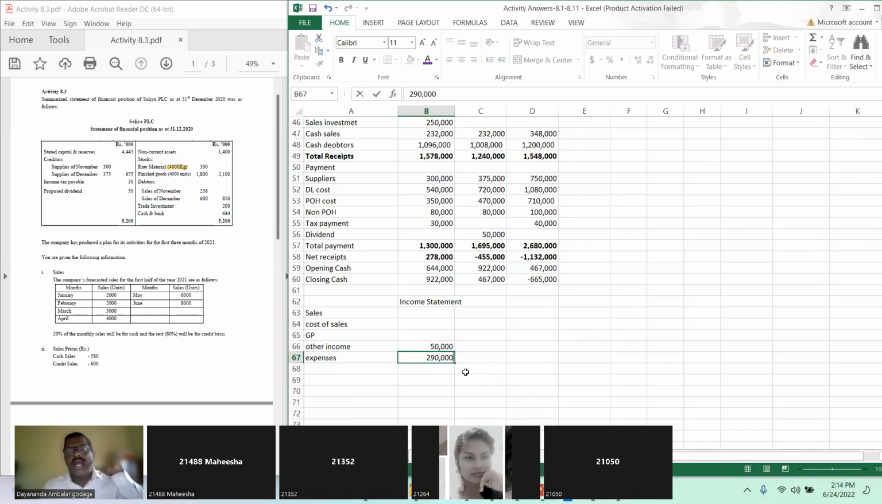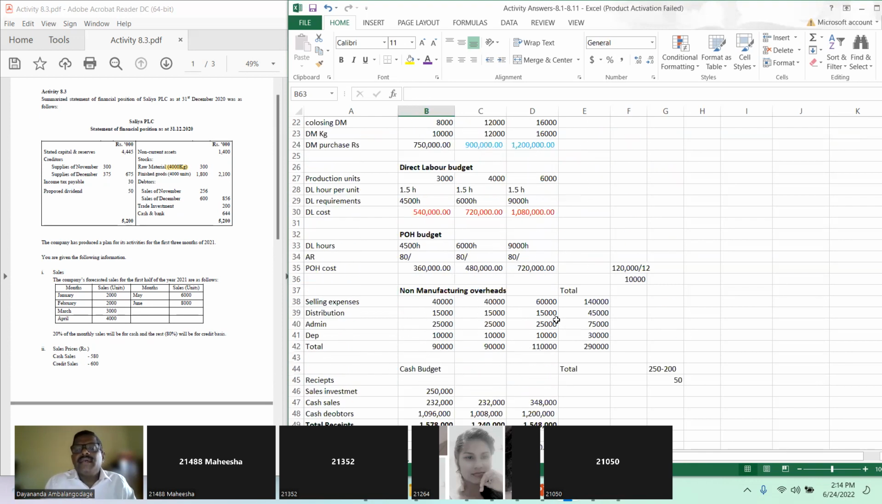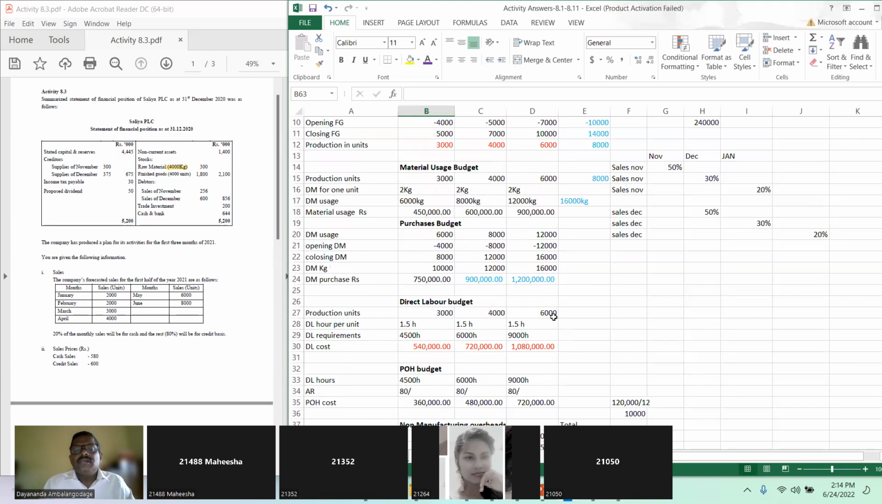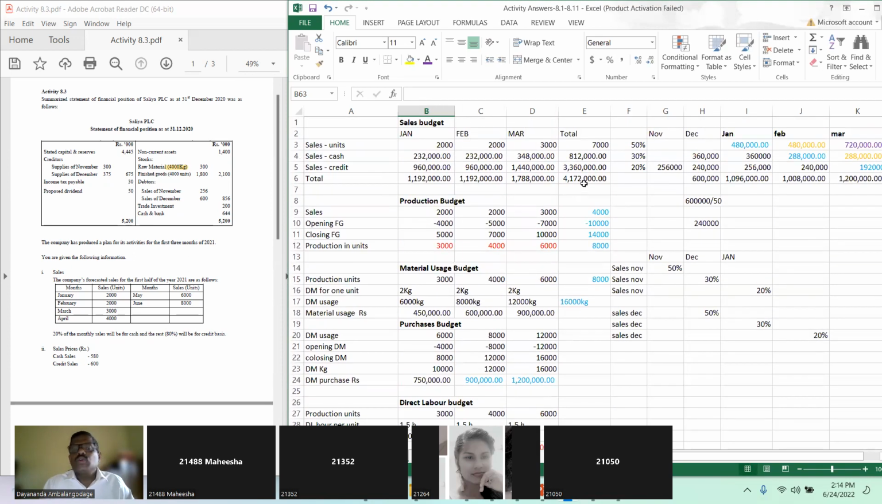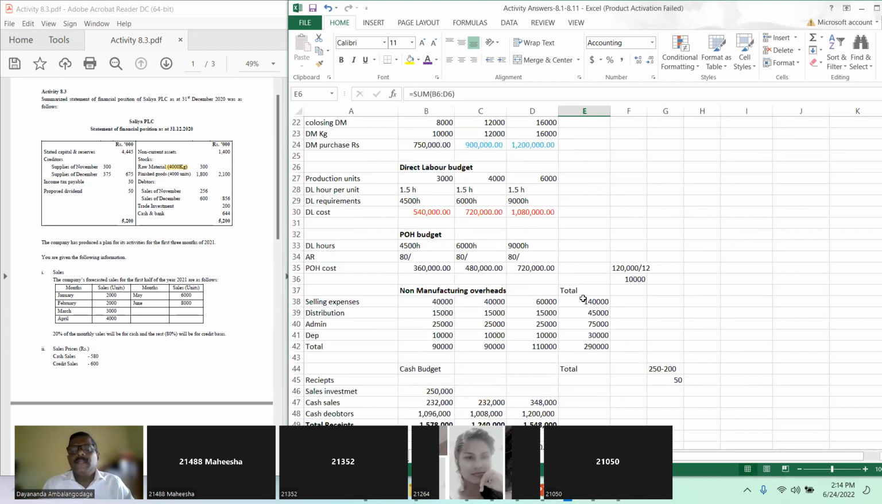Total expenses I took right, including admin, selling expenses, distribution cost, everything here. Sales, of course, you can get from here. Sales budget, total sales is so much. Here total sales, 4172.